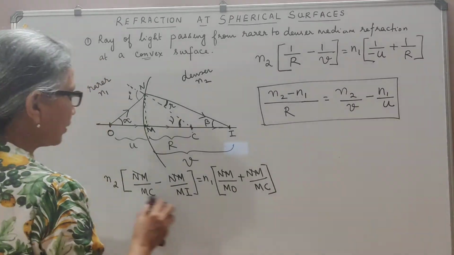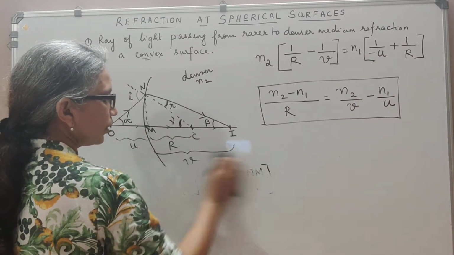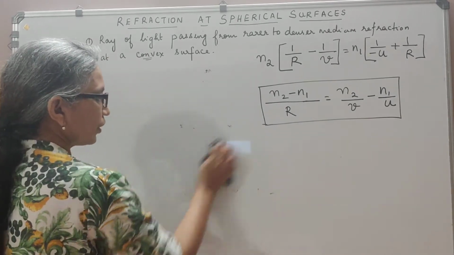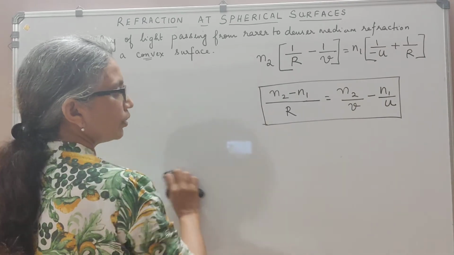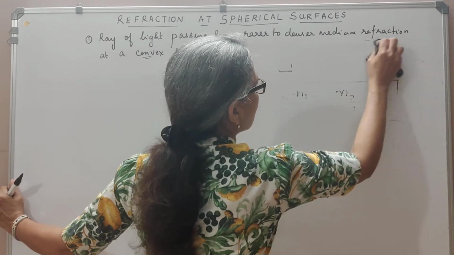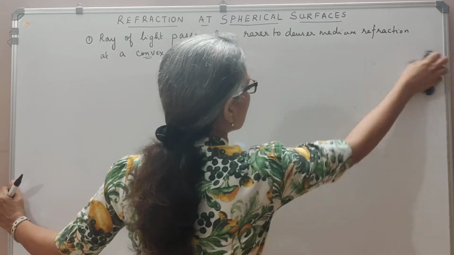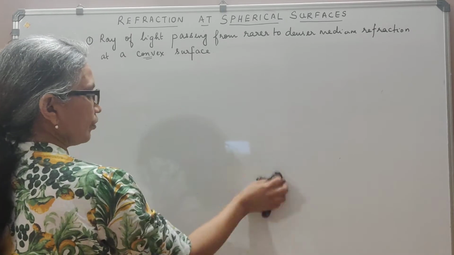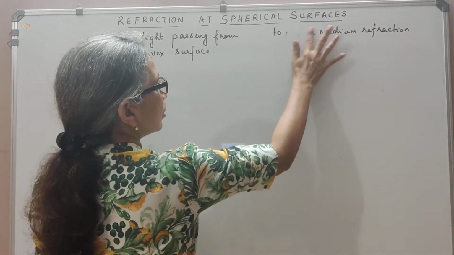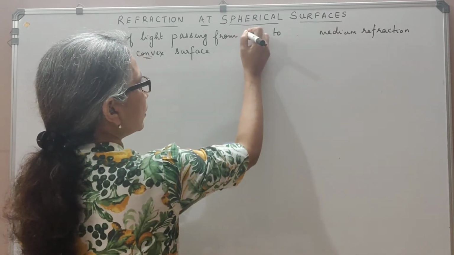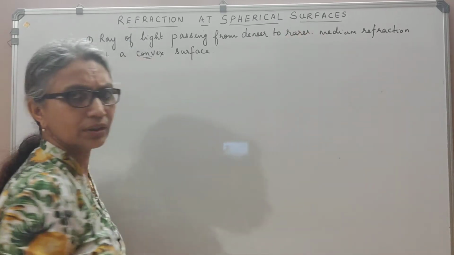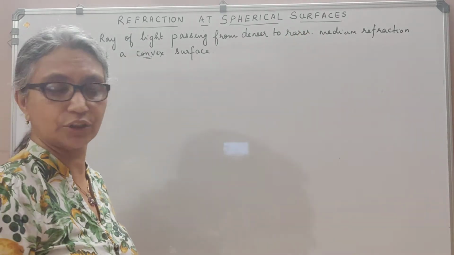Now the same thing I'm going to do for a ray of light that passes from denser to rarer medium. Same relation. We need to find a relation between N2, N1, V, U and R. If a ray of light is passing from denser medium into the rarer medium, but refraction occurring at the same thing, convex surface itself. So here we'll change the question to from denser to rarer medium. It'll be easy for you because we are going to do the same procedure.